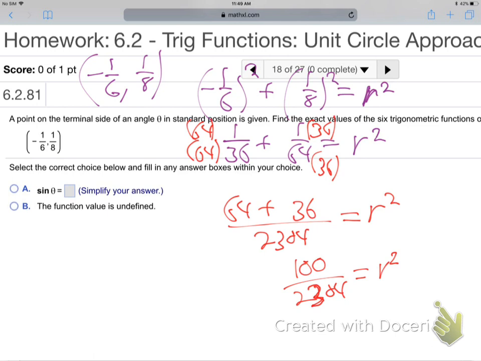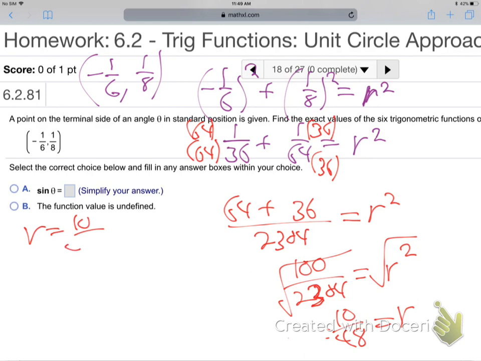So I added those up. And then root it. R equals, and that'll come out 10 over, I think, 48. And then reduce that. Well, I can't write it there. My little iPad won't let me. So R is 10 over 48 divided by 2 top and bottom. 5/24. So R is 5/24.